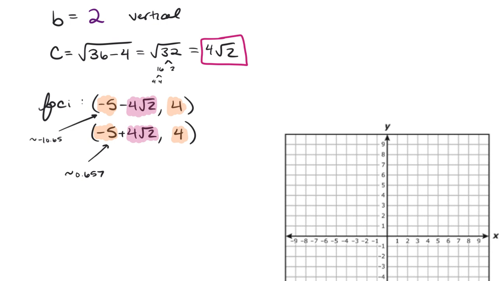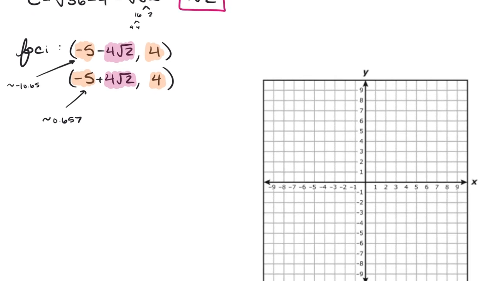So let's actually plot this. We start with the center. The center of this ellipse was at -5, 4. So we plot at -5, 4. There's our center. Our A value, the horizontal distance is 6. So I'm going to count 6 to the right and 6 to the left. 1, 2, 3, 4, 5, 6. And 1, 2, 3, 4, 5. Oops, I'm off the graph, 6. That's okay.